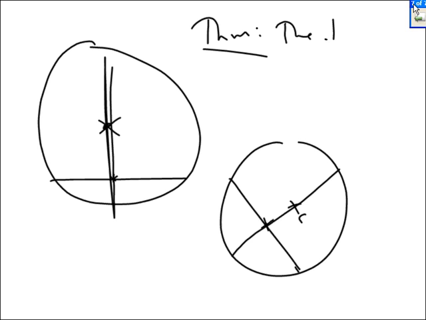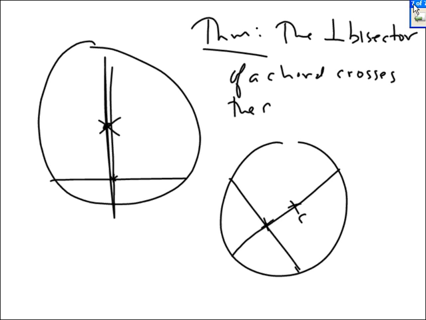The perpendicular bisector of a chord crosses the center of the circle. That, of course, being the symbol for circle.